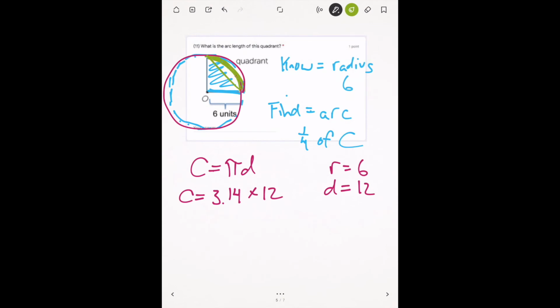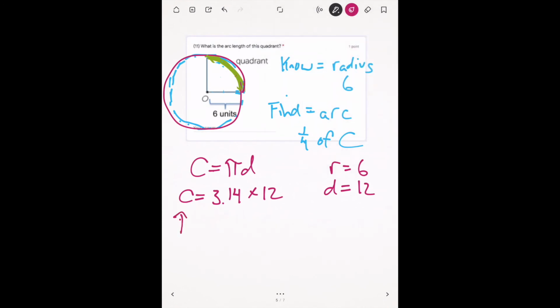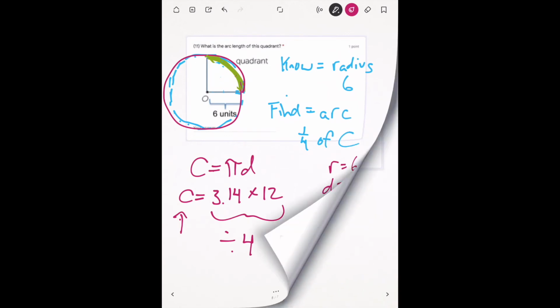Oops. Let's erase that. We only want that arc length. So whatever answer you got here in the circumference, we have to take this answer and divide it by, because a quadrant is 1/4, we have to divide that by 4, and that will give us the arc length.